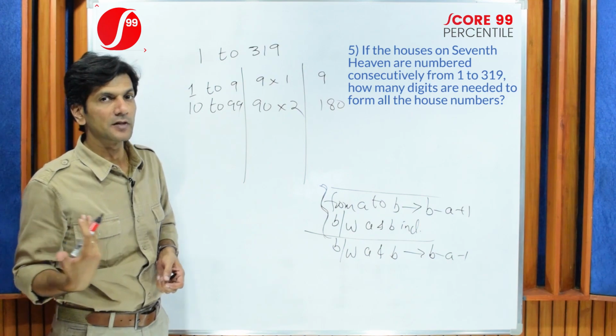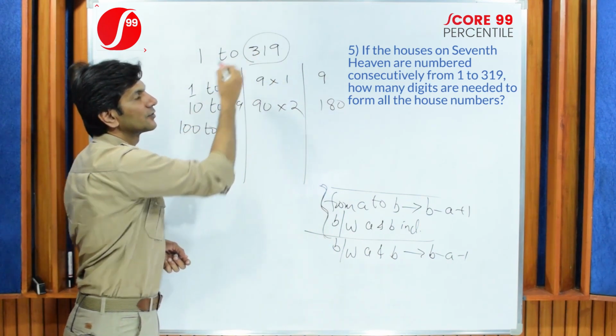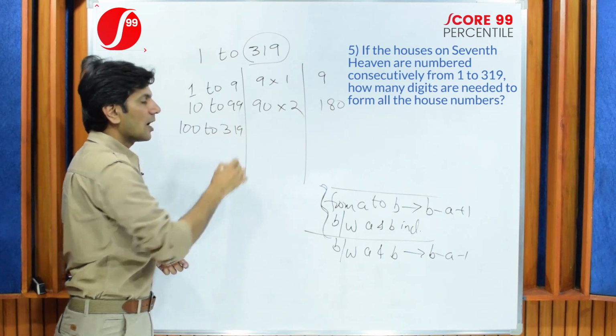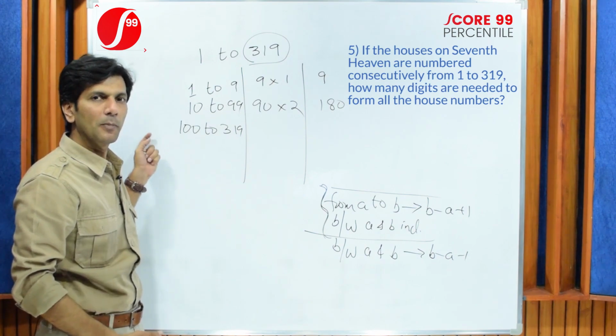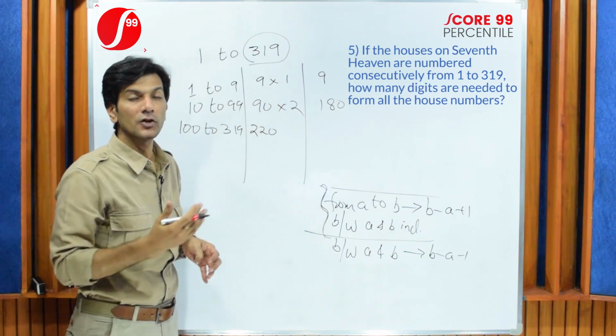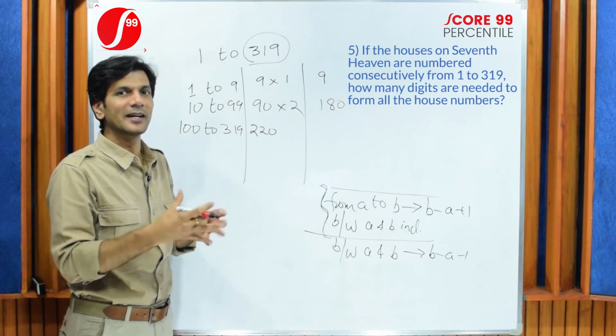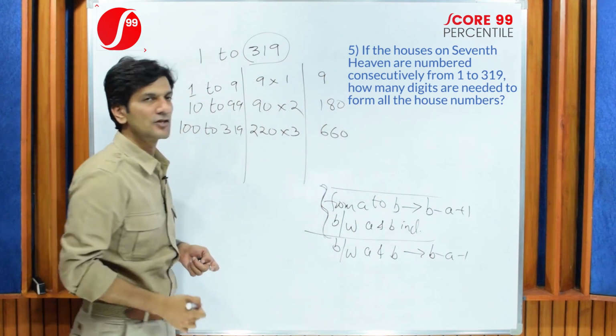Come to the 3-digit numbers. 3-digit numbers start from 100, and you are counting till 319. So how many houses are you counting here? 319 minus 100 plus 1. So 219 plus 1 is 220. So 220 houses is what your count is. Each house now requires 3 digits to number. So 220 of them would require a total of 660 digits.